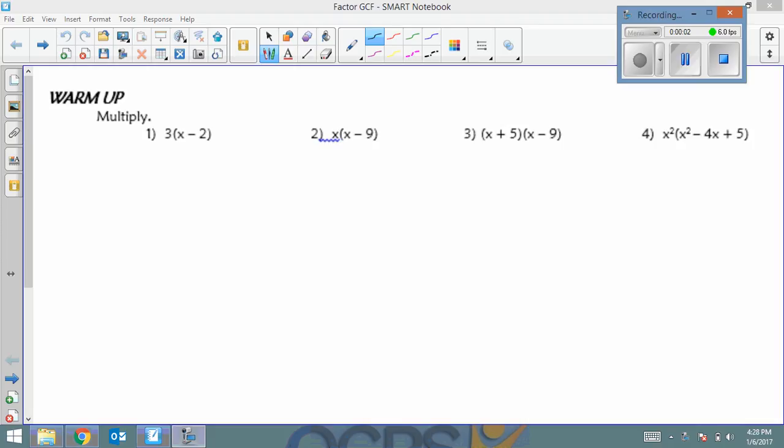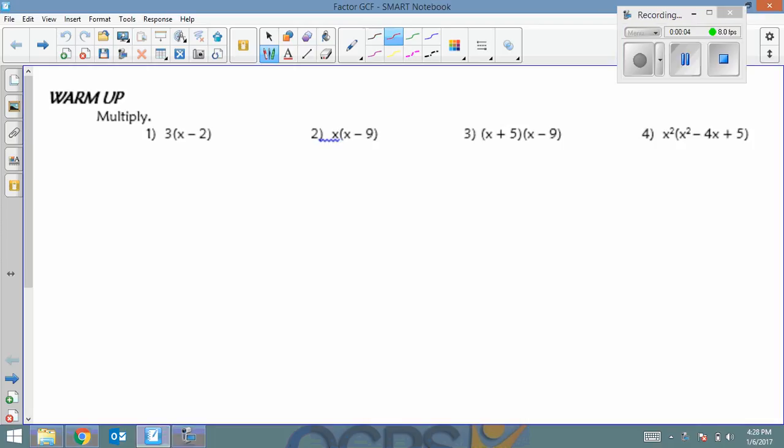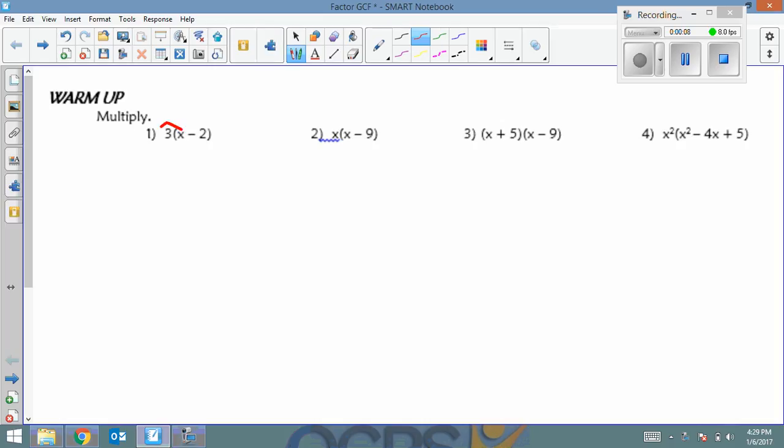Alright, here's a quick little warm-up before we get started in our activity. Just a quick little reminder of doing the distributive property. We're going to take the 3 and multiply it in. 3 times x is 3x. 3 times -2 is -6.